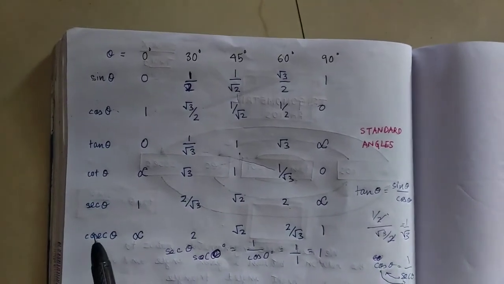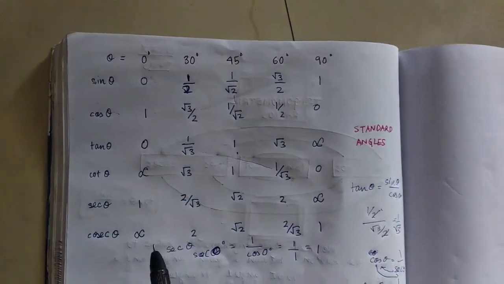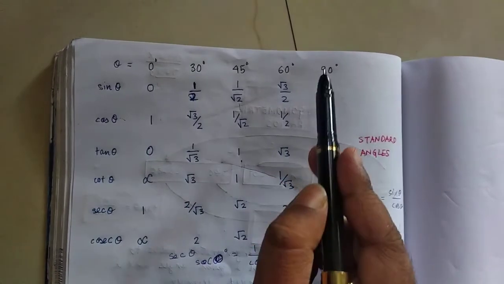And similarly, since sine and cosec are like brothers and sisters, you can find the values of cosec at a given angle by the reciprocal formula.